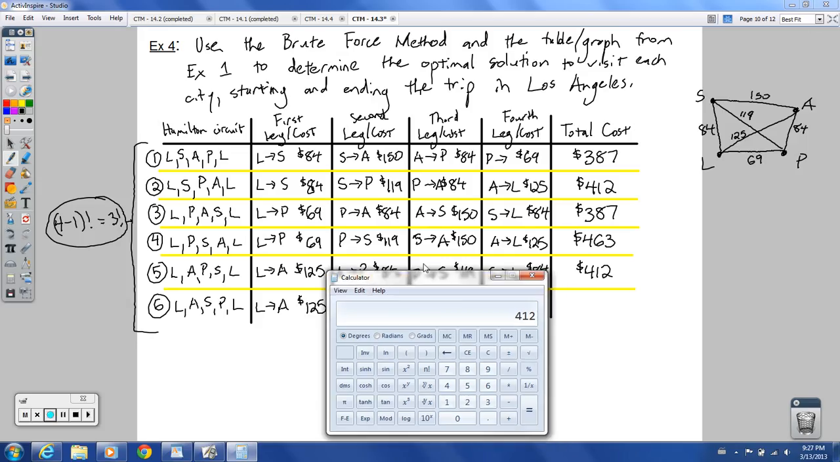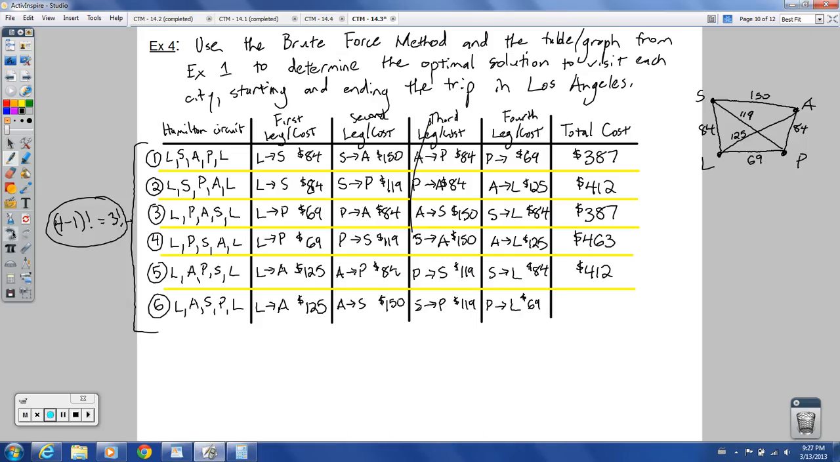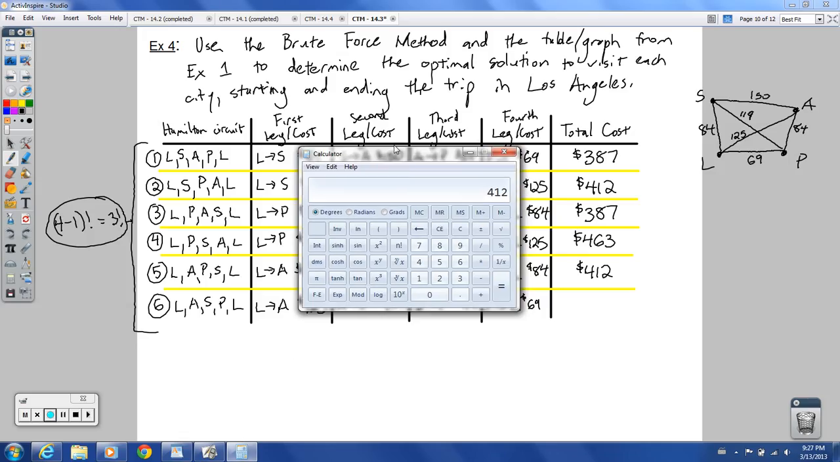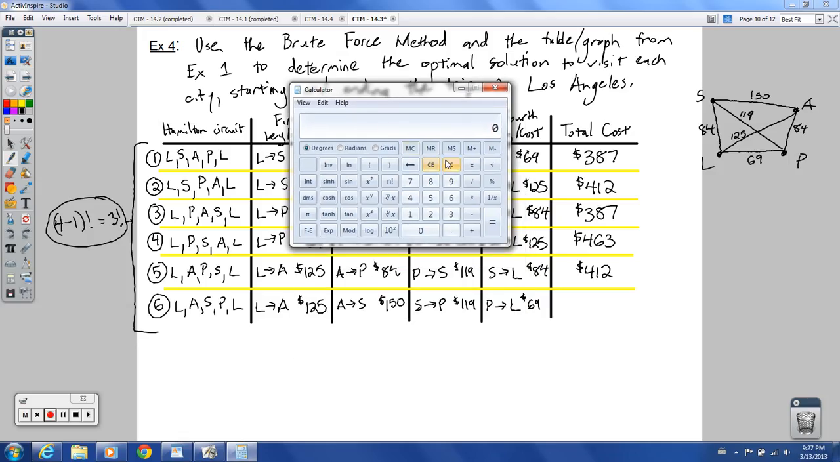Okay, let's see what that gives us. I didn't lift my pen there. Not sure why that happened. 125. Not minus, plus. There we go. 150 plus 119 plus 69, and I didn't do that right. Let me see. Something is off there. 125, 150. That's where I made a mistake. 119. Okay, 463.